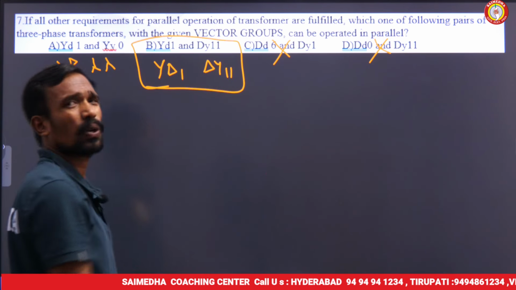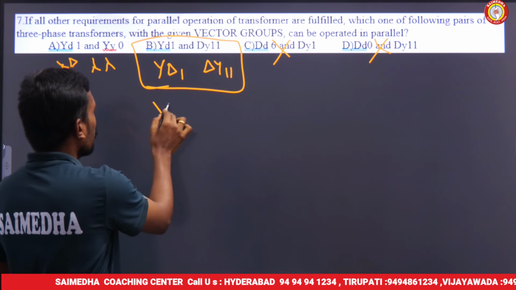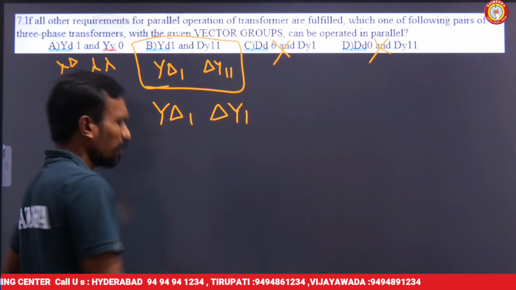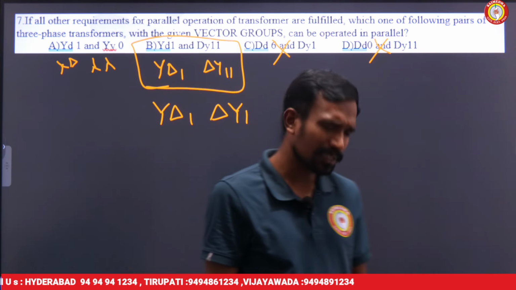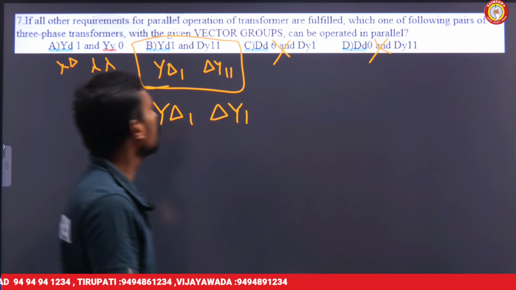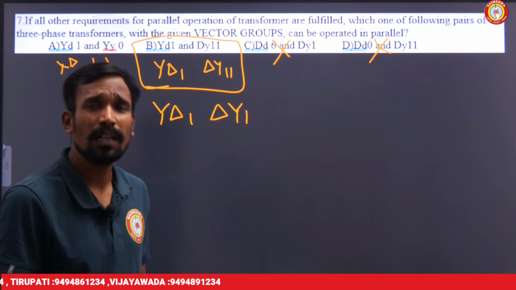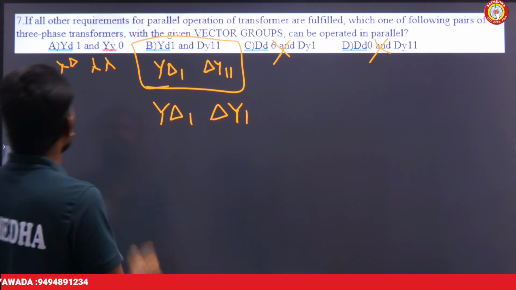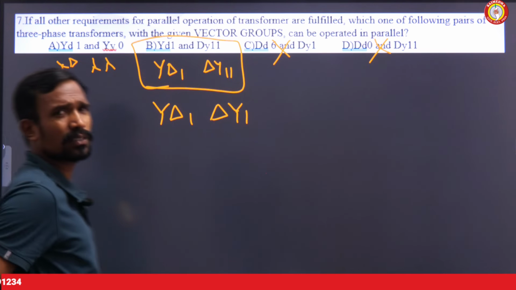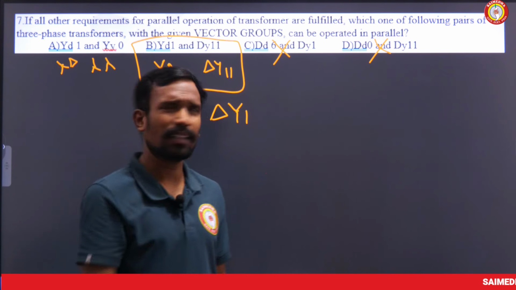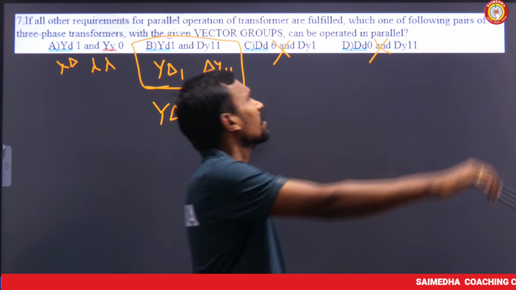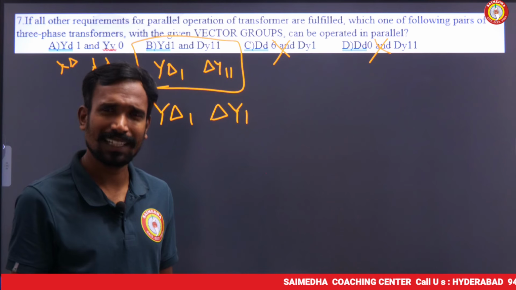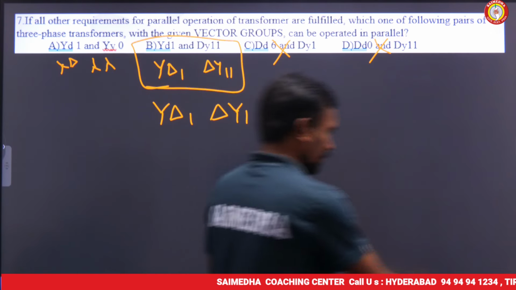This one is okay. Actually, if this is star delta, then delta star 1 is the best. But here they have given delta star 11, and there is no other better option than this. Star delta with star star is not suitable. Delta delta with delta star is not suitable. So this is the best suitable answer for us. Yes or no, guys? Next.